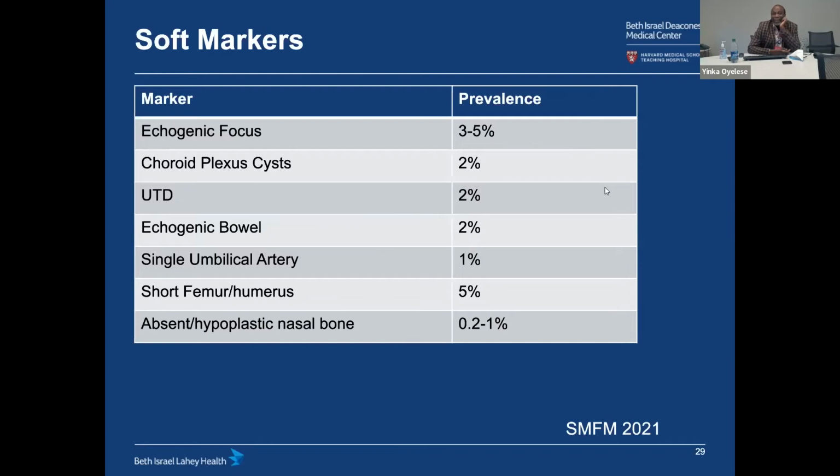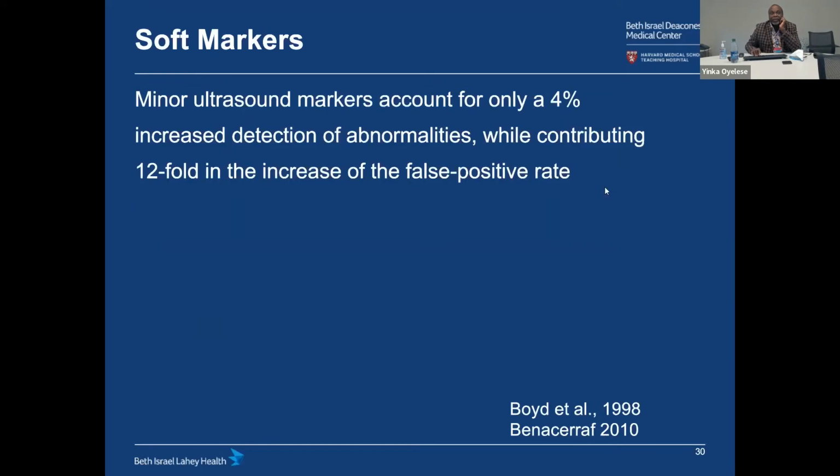If you add this together, the screen positive rate based on soft markers alone, probably 10 to 15% of our patients will have a soft marker. So it has an extremely high false positive rate without any real benefit in terms of detection. As a matter of fact, in the days of screening before NIPT, minor ultrasound markers only increased detection by 4%, but it multiplied the false positive rate 12-fold.